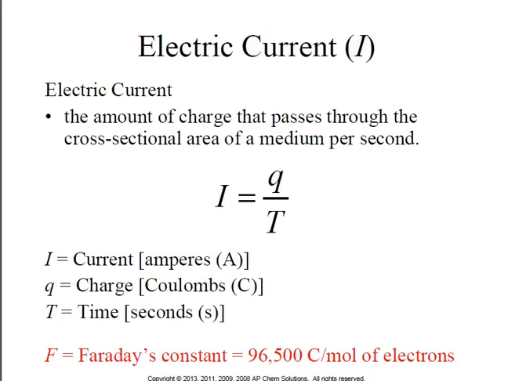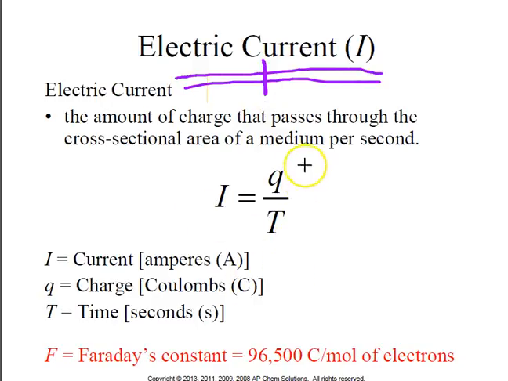Alright, so first off, let's just talk about what current is. Electric current is the amount of charge that passes through an area per second. If you think about having a wire, the amount of current would be, if we took a cross section right here in the wire, and counted how much charge came through that spot per second. That would be the current.